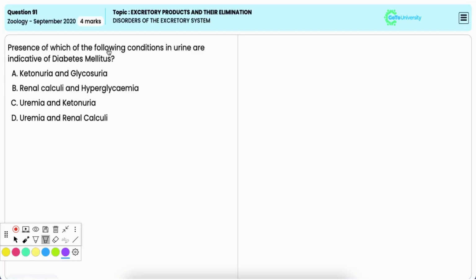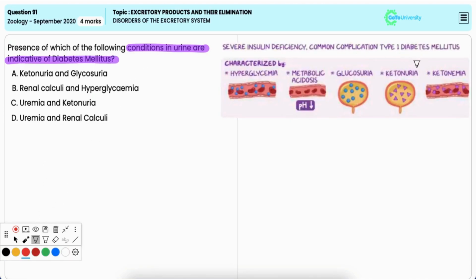In this question, you have to identify the conditions which are indicative of diabetes mellitus. Option A, ketonuria and glycosuria. Ketonuria refers to the presence of ketone bodies in urine, which occurs when the body starts breaking down fat for energy due to lack of insulin or glucose utilization.